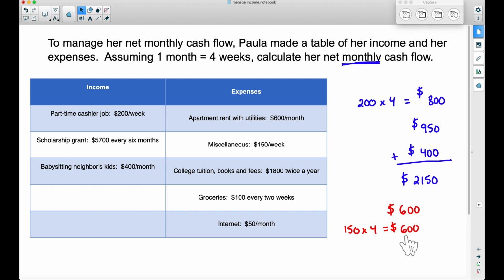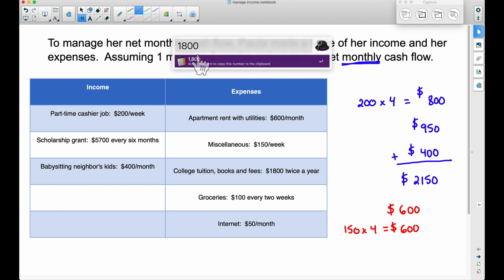So we have these 2 expenditures here. Moving on to this third expenditure, college tuition, books, and fees. This is $1,800 twice a year. So 2 ways that we can approach this here, talking about a monthly cash flow. If this is twice a year, that means she's doing this every 6 months, so to speak. So we could divide by 6. That breaks up into $300 per month if she were to budget it.